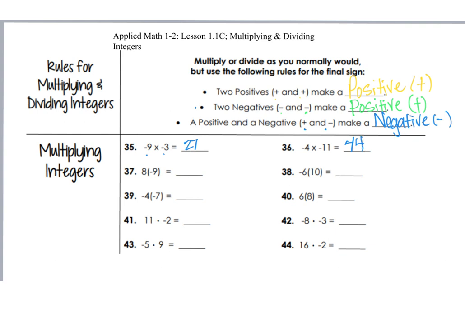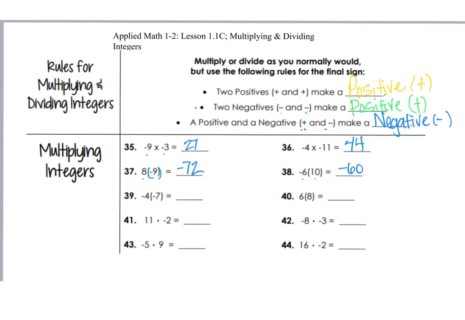Number 37, this is a different way to write multiplication in algebra by using parentheses. It does mean 8 times negative 9. This is a positive times a negative, and that stays negative 72. Number 38, this would be read negative 6 times 10. Negative times a positive gives us negative 60.